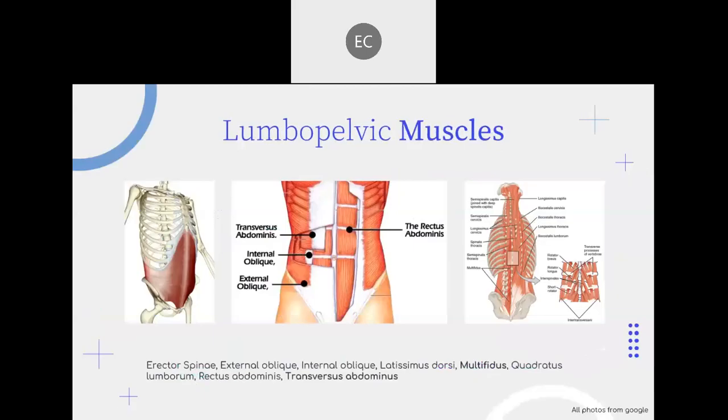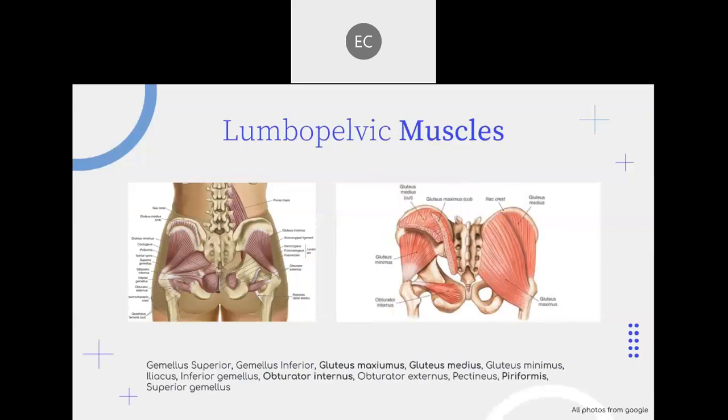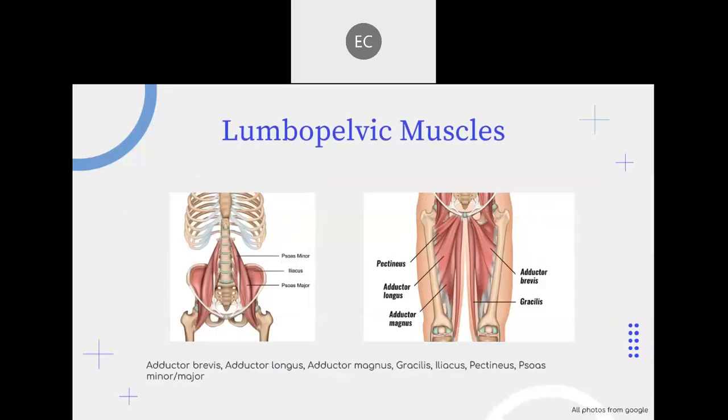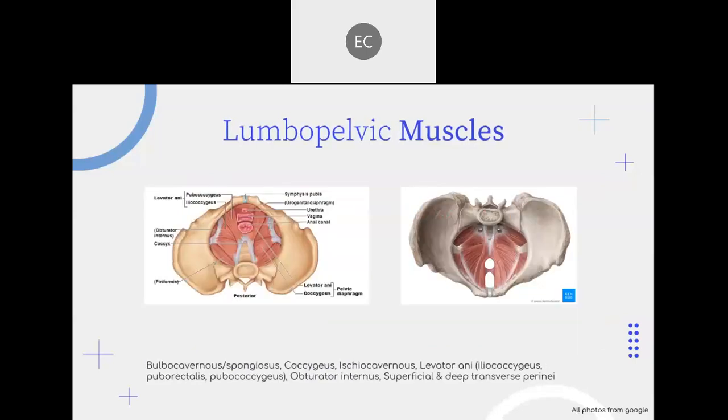Okay. So here we have a view of the transverse abdominis, the internal and external obliques, the rectus abdominis, the multifidi, erector spinae, and the quadratus lumborum. And here are the external hip rotators and the gluteals, the iliopsoas and the adductors. And then next we have the pelvic floor. Its functions are organ support, sphincteric function, sexual function, core stability function, and circulation.